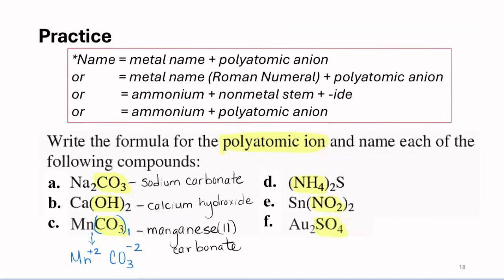Let's now move on to letter D. I have an ionic compound in which I have ammonium followed by a non-metal anion. If ammonium is my cation, then I just write the word ammonium. Next, since this is paired with sulfur, I have to use the nonmetal stem for sulfur followed by -ide. So sulfur becomes sulfide.